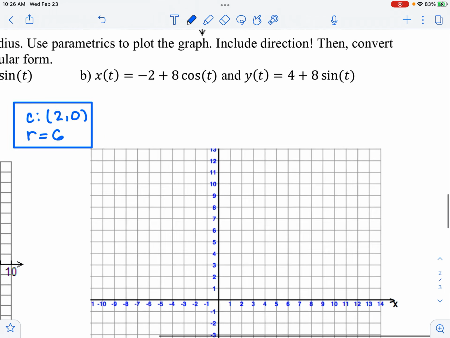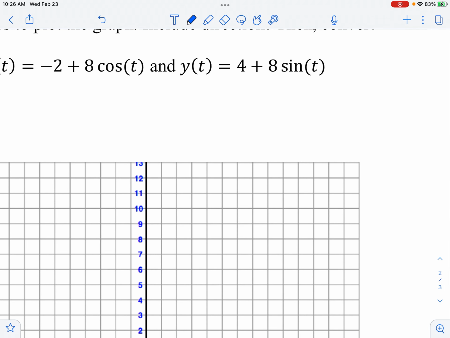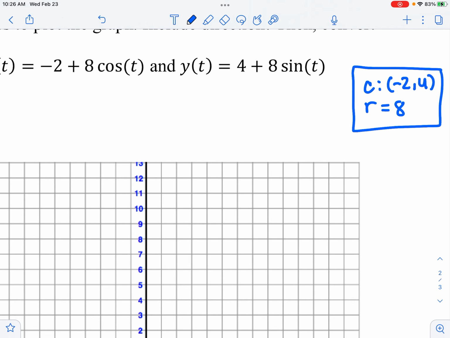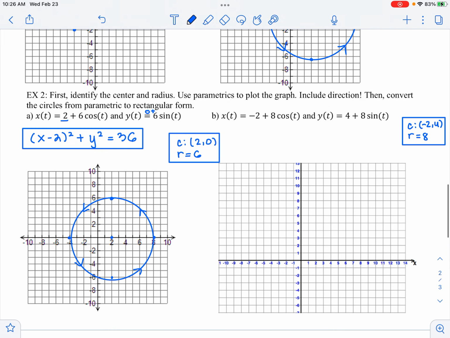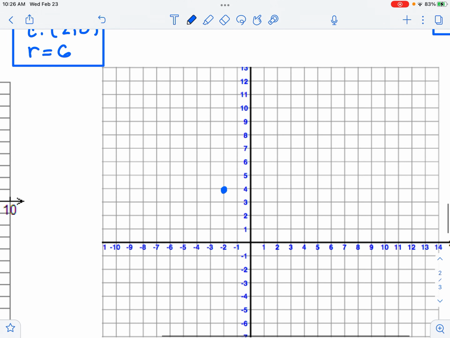All right, go ahead and pause the video and try the next one on your own, and then check back with me. Center, radius. The center is -2, 4, and the radius is 8. You can go ahead and graph that. Left 2, up 4, and a radius of 8. So I'm going to go up 8 to 12, down 8 to -4, right 8 to 6, and left 8 to -10. And then go ahead and connect.